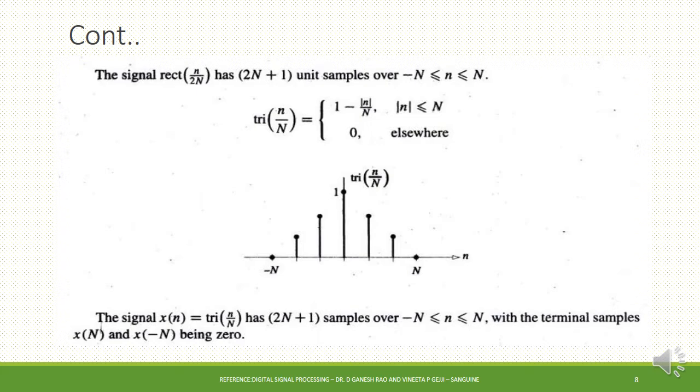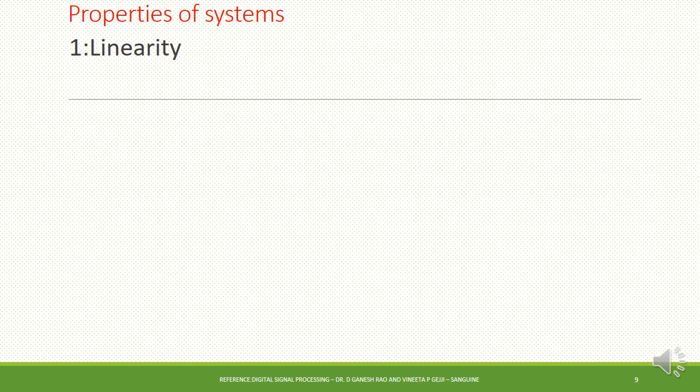Remember, students, in the examination they may ask one or two signals, or they may ask the full signals for the 6 marks questions. Now we will move to the properties of the system.